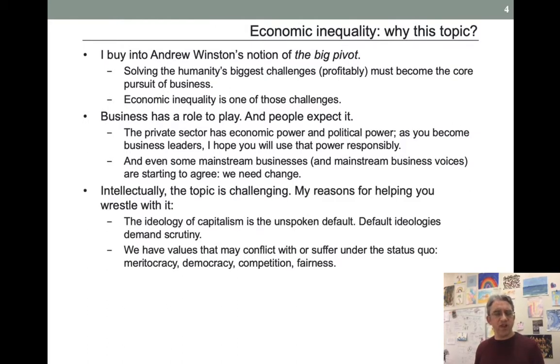Intellectually, this topic is challenging, and I'm finding a lot of students don't get an introduction to it anyplace else. So that's another excuse for me to offer it. My reasons for helping you wrestle with this are as follows. The ideology of capitalism really is the unspoken default setting of our society, and I think default ideologies really demand scrutiny.